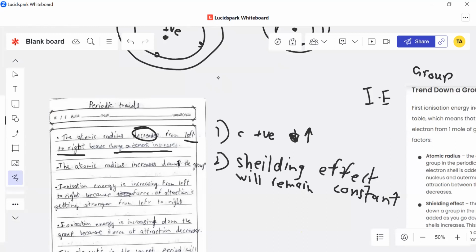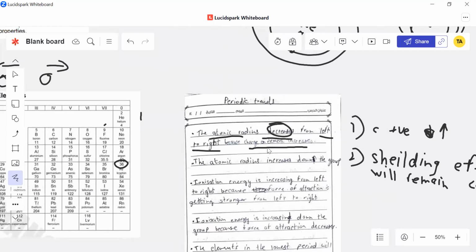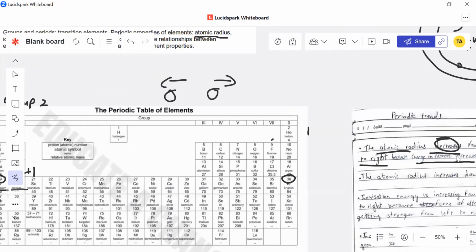These are two main reasons that the atomic radius decreases across a period. Number one, the charge of an element increases. Number two, the shielding effect will remain constant. Because of this, atomic radius decreases across a period.